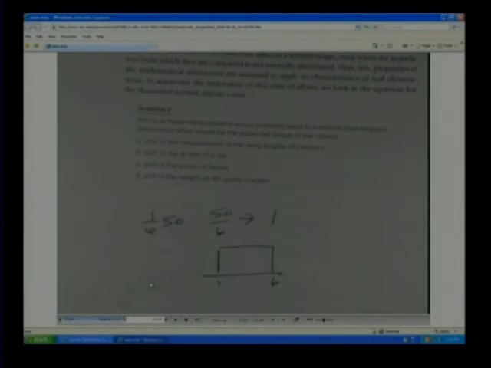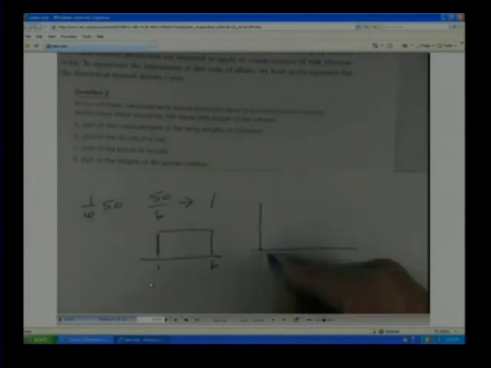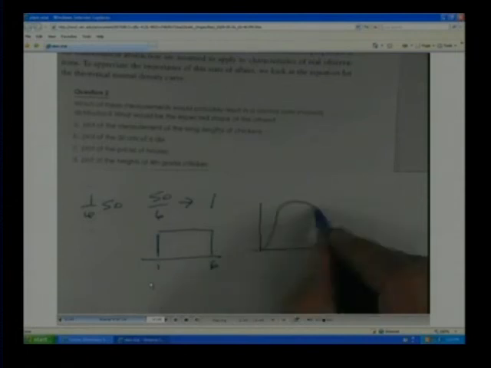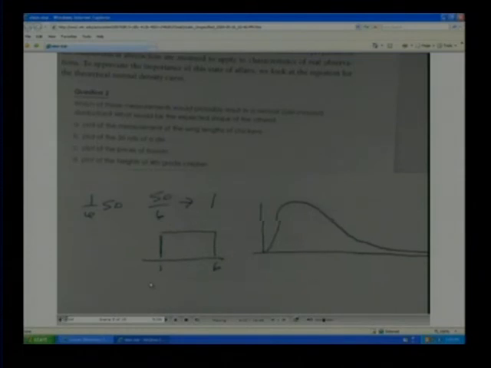The plot of the prices of houses. Well, most of the time what you'd expect there is a lot of houses in the lower end of the scale, and then you've got this one guy out here that's selling a house for like $10 million or something like that. So that's going to be a skewed distribution. A plot of the heights of fourth grade children. And again, that would probably be a normal one.